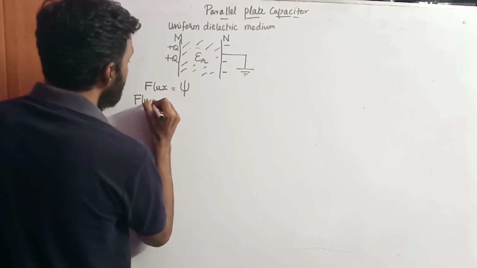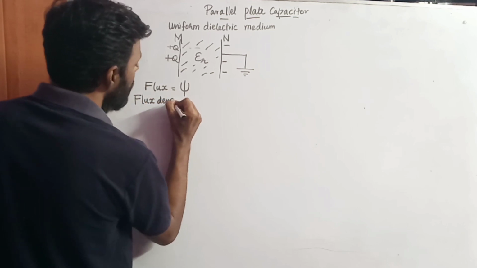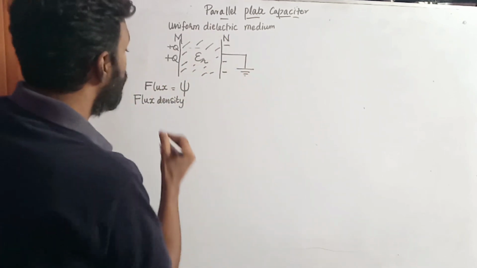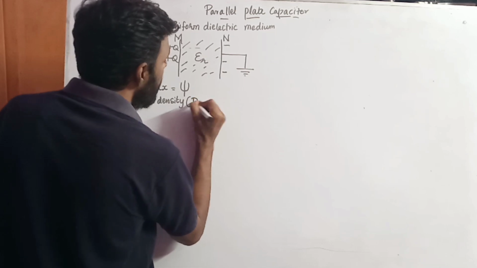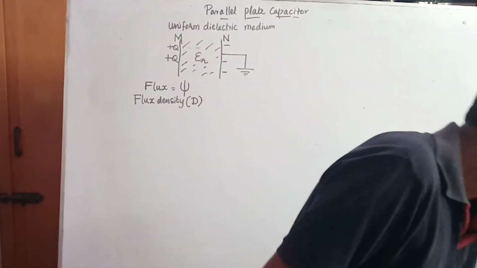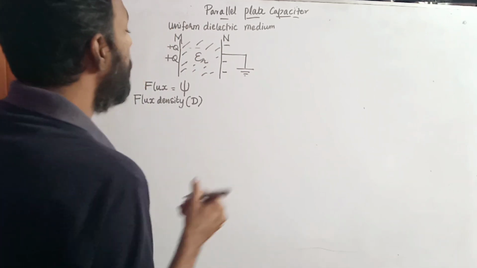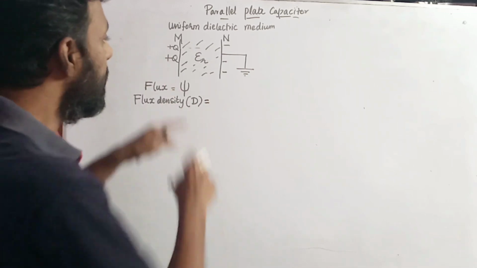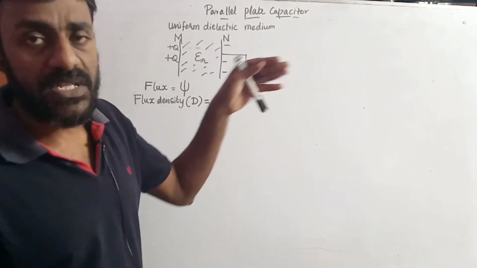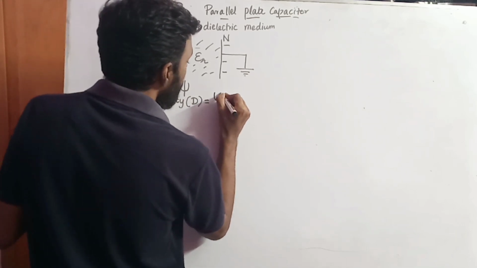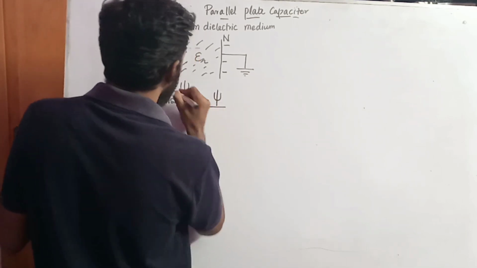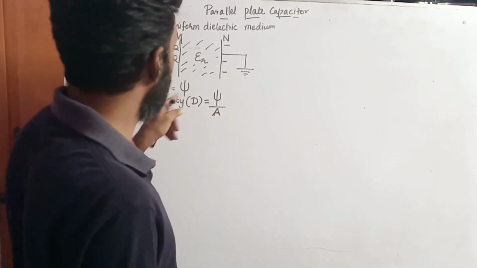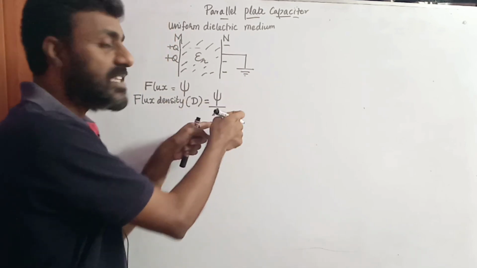So that is expressed as the flux density. There will be some density for the flux which is entering into this dielectric medium. Flux density is denoted by capital D. This capital D is nothing but the flux divided by the area in which it travels, that is, the flux psi divided by the area. Let us assume that capital A is the area of cross section. So flux density is the ratio between the flux and the area.